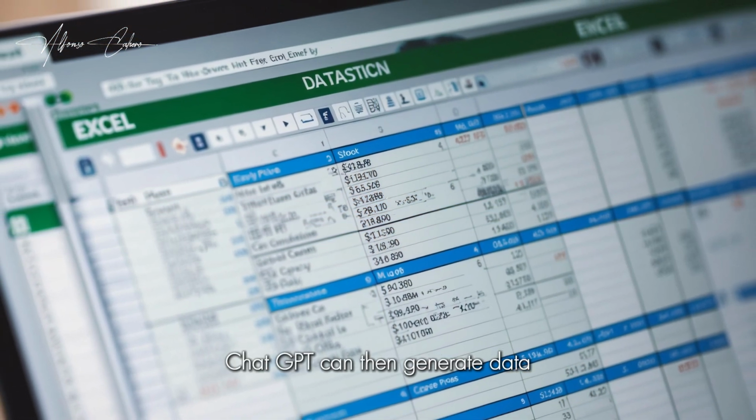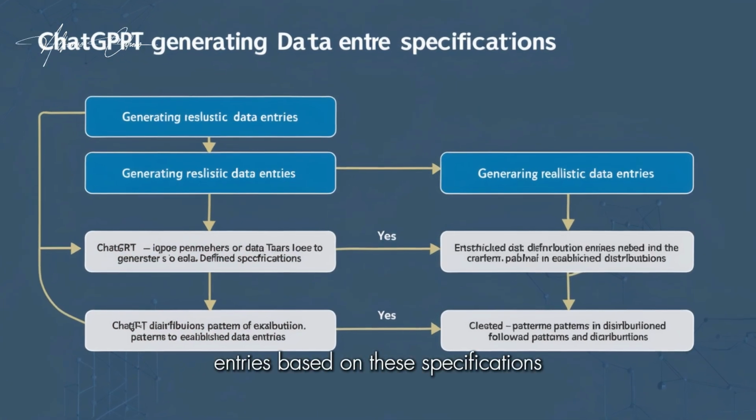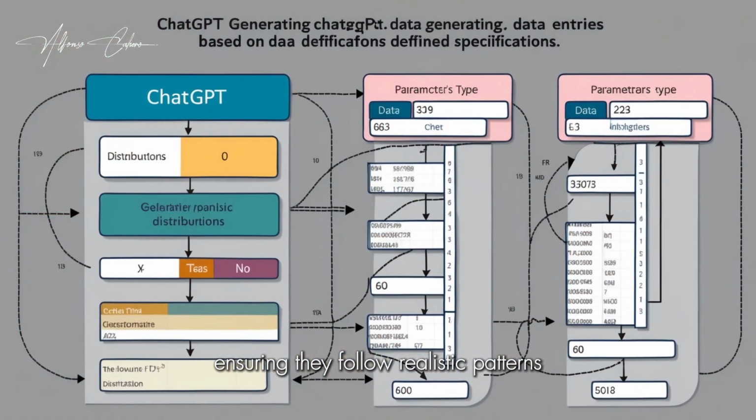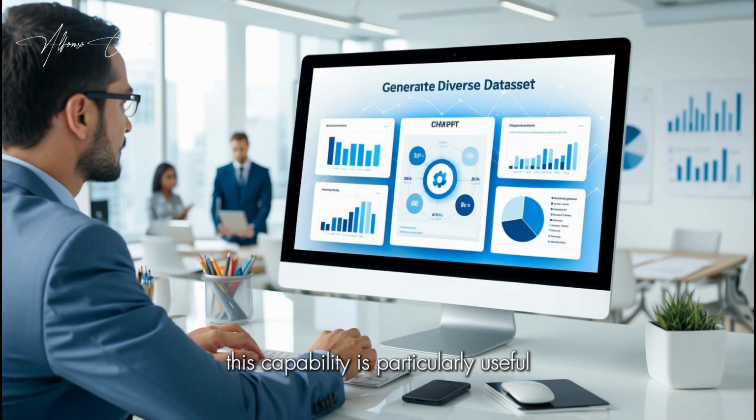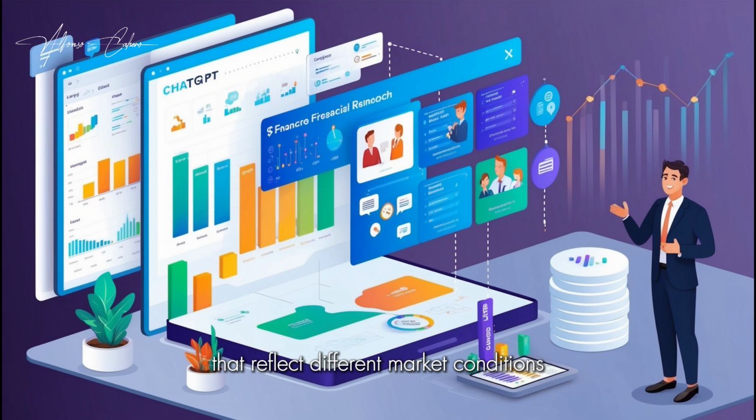ChatGPT can then generate data entries based on these specifications, ensuring they follow realistic patterns and distributions. This capability is particularly useful for creating diverse datasets that reflect different market conditions or customer behaviors.